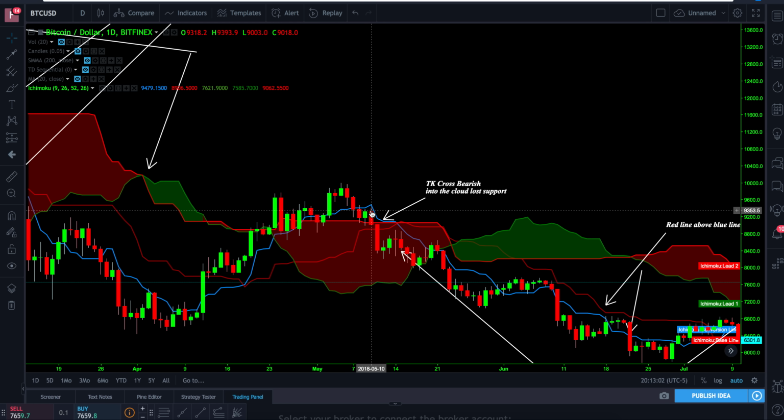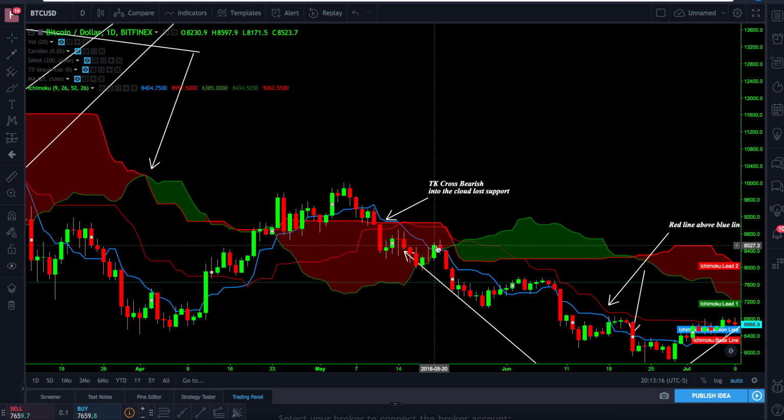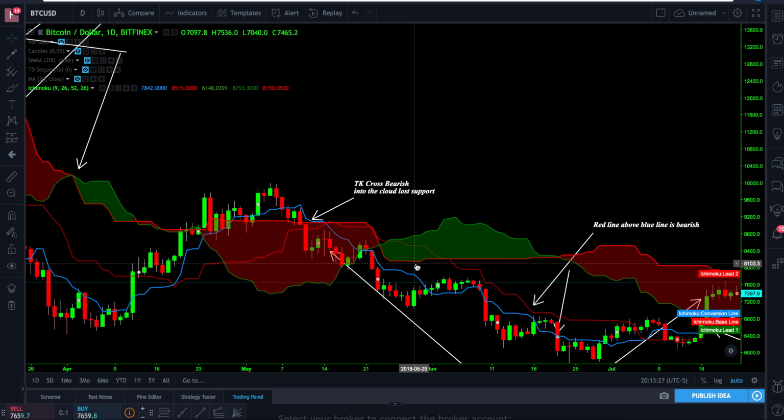Then coming down a little bit more, it failed into the cloud. What happens when you're in the cloud? Inside the cloud is considered a consolidation period. So therefore, price action is generally more sideways in nature. It's exactly what happened in the cloud. It got sideways through here, and it failed. You can see how it was supported, though, by the cloud. So this is clear as day that these are acting as support and resistance.